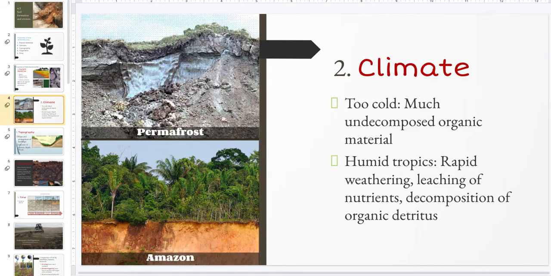The climate. Depending on your climate, that affects your soil formation. If it is too cold, like in the tundra, you're going to have a lot of undecomposed organic material. It is too cold for those decomposers to do their job. Where it's very humid, you're going to have very rapid decomposition. So your nutrients are going to cycle into new plants quickly. They're not going to have time to make it into soils. They're not going to leach in. Instead, they're going to be taken up by other plants very quickly.